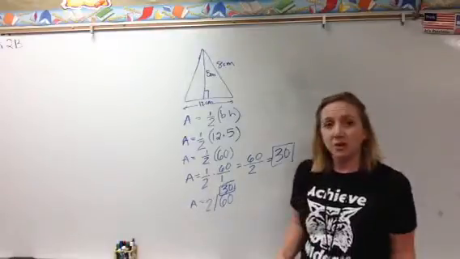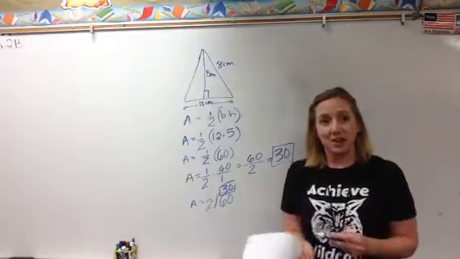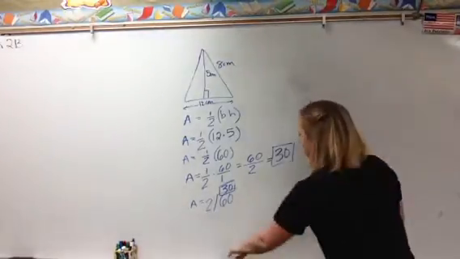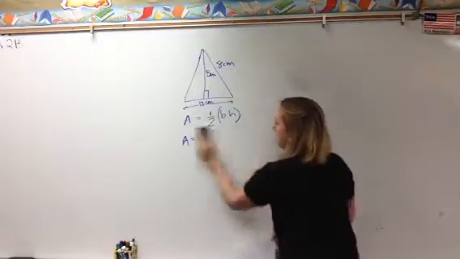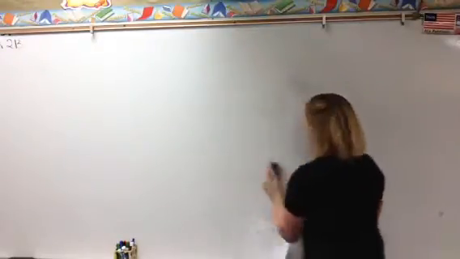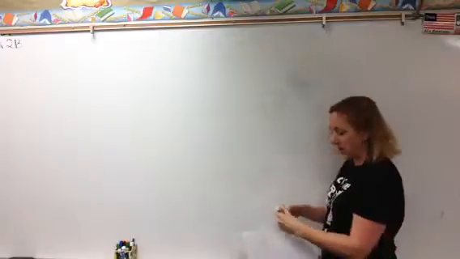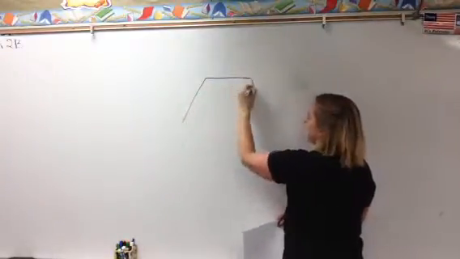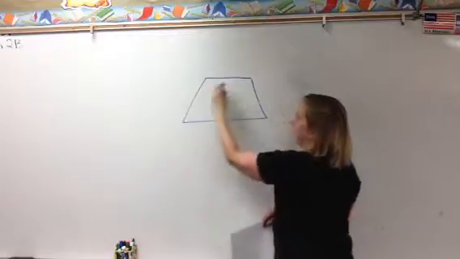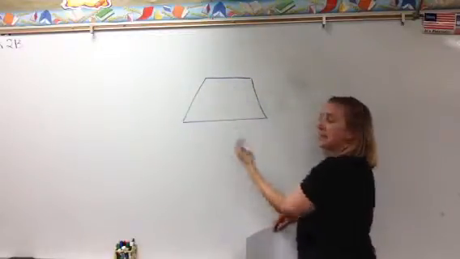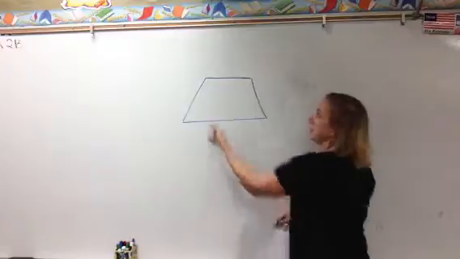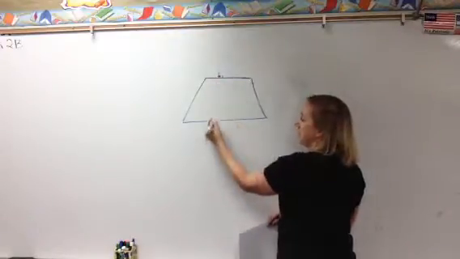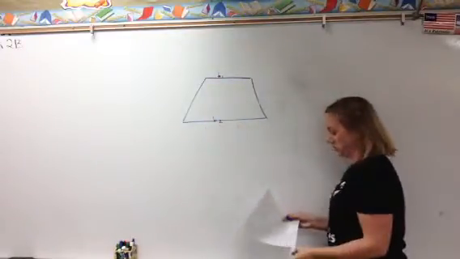The next thing I'm going to show you is how to find the area of a trapezoid. So I'm going to delete this real quick, and I'm going to draw a trapezoid. A trapezoid is going to look something like this, where I have two parallel sides, and we call these our bases. This is going to be base 1, this is going to be base 2.